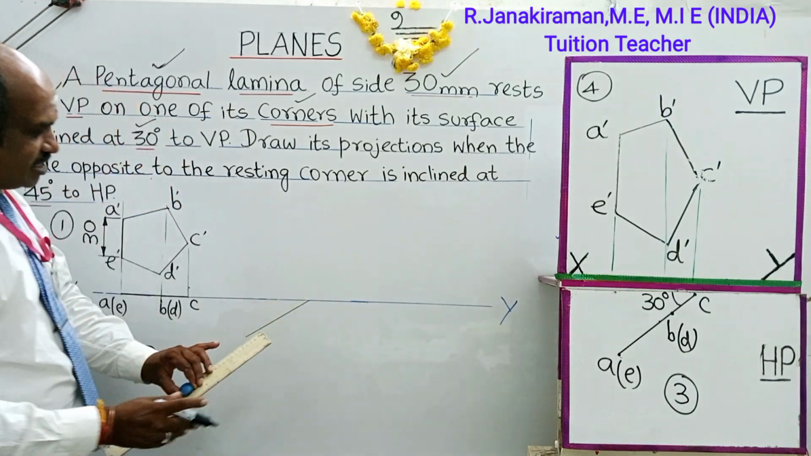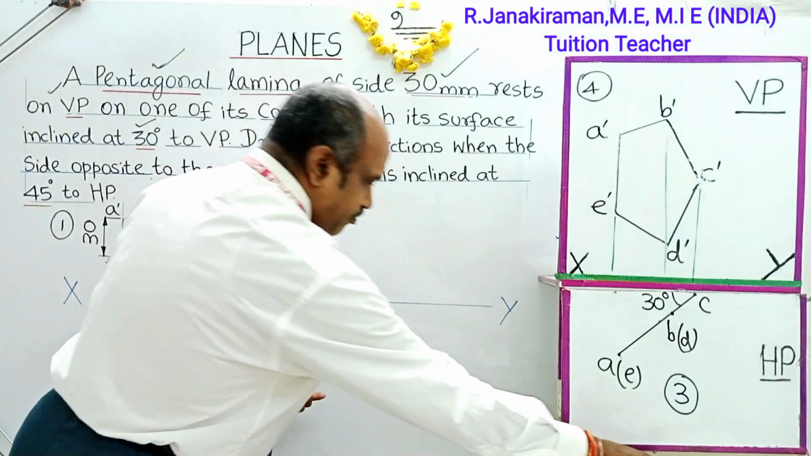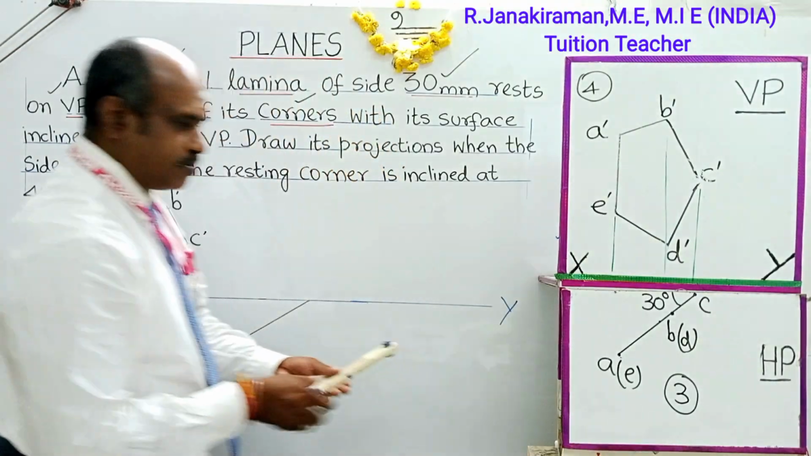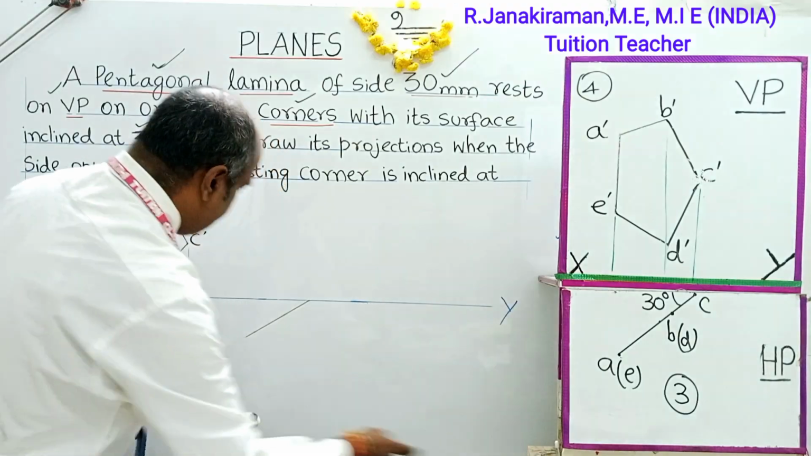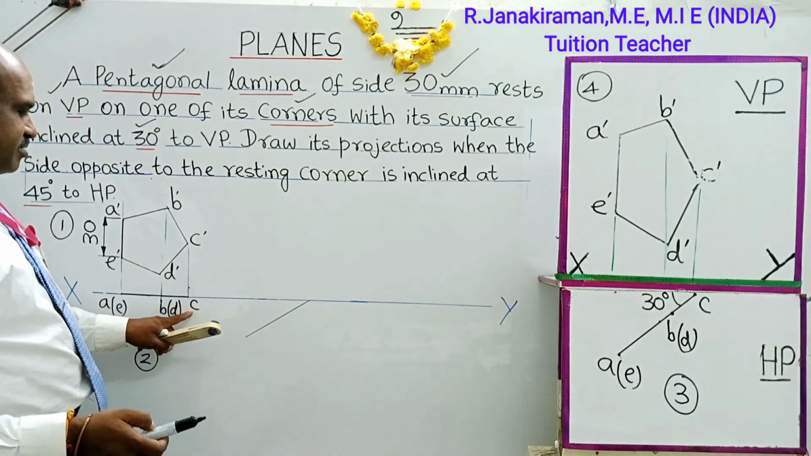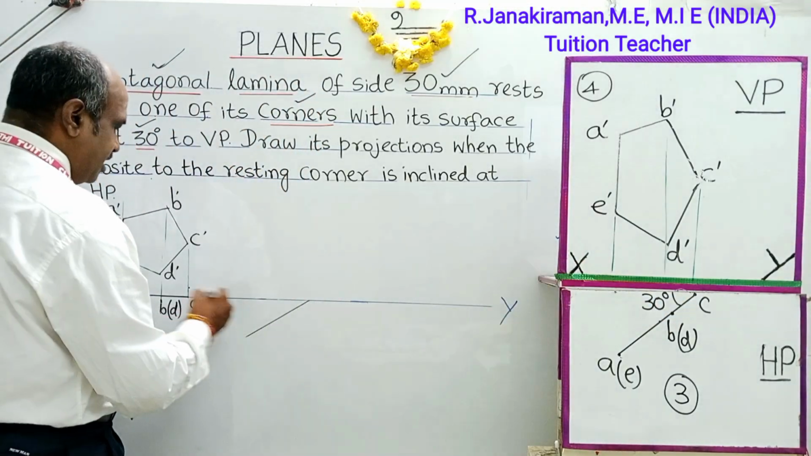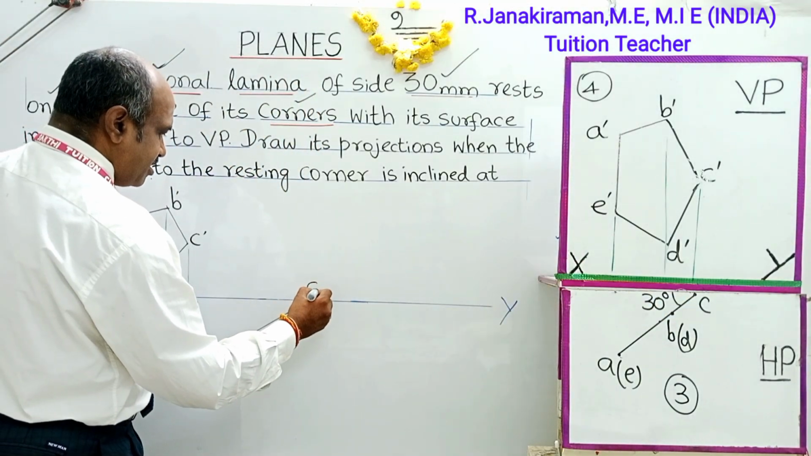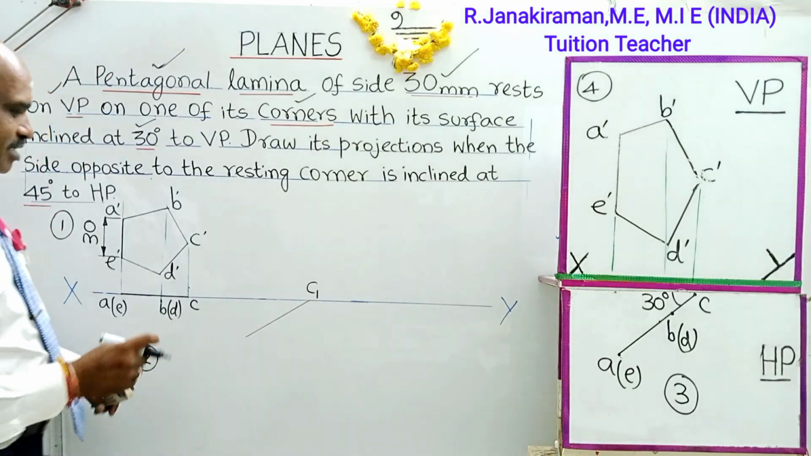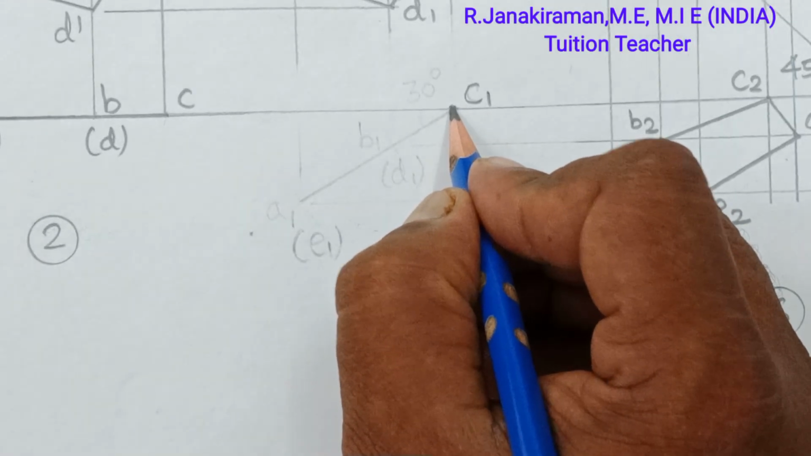Okay. So the length of the inclined line is taken from the previous top view. This is our top view. This point is the corner rest, which means this is the C point, C suffix 1. Top view means with letters, no dash will come. Okay, so this is the located point C suffix 1 on the XY line.